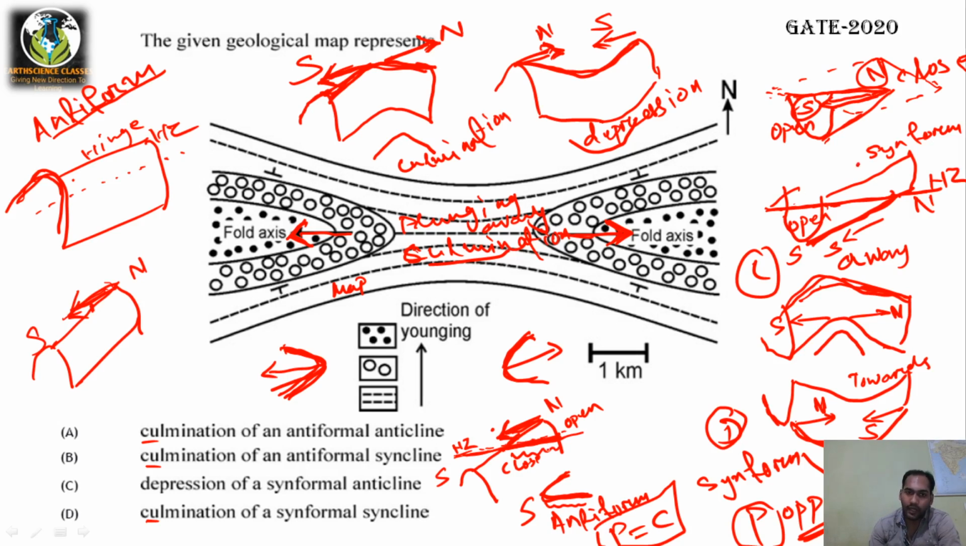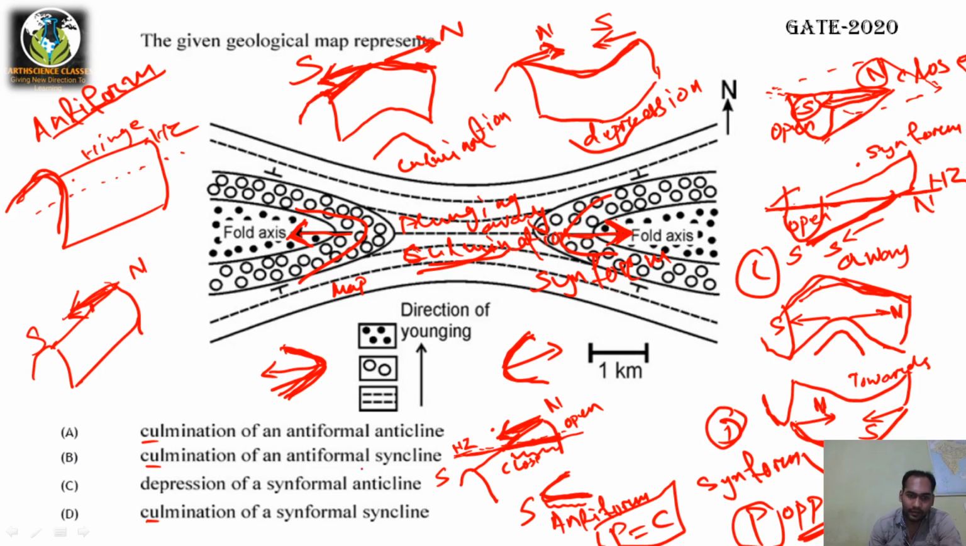are the same for antiform. So you can see here it is the plunging direction and it is the closing direction. These are opposite to each other, so it is a synform, right? From the first thing, they are plunging away from each other, so it is a culmination. Then plunging is opposite to closing, so it is a synform. So, culmination of synform.